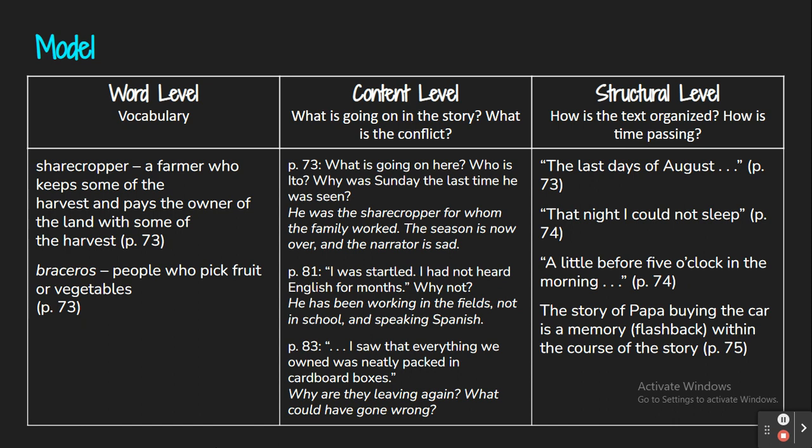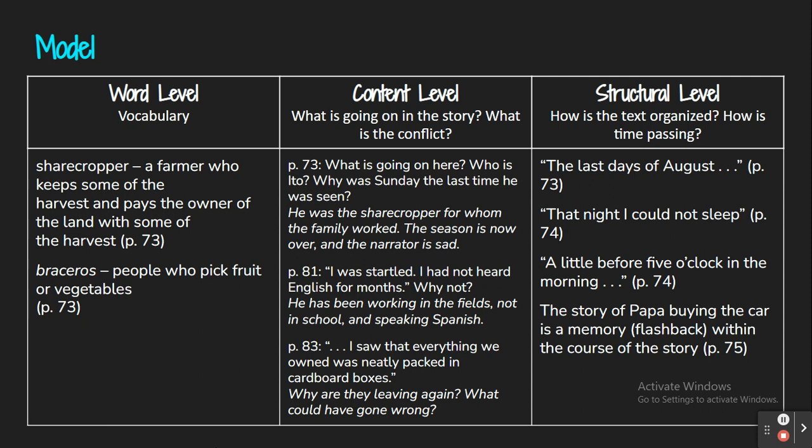Next up, let's take a look at how I tackled the content level. So, there were a couple of moments in the story that I got a little confused or I needed to make sure that I was on the right track. So, on page 73, that's the first page of the story itself, I asked myself, what's going on here? Who is Ito? Why was Sunday the last time he was seen? And that was something that I was asking as the story was going.